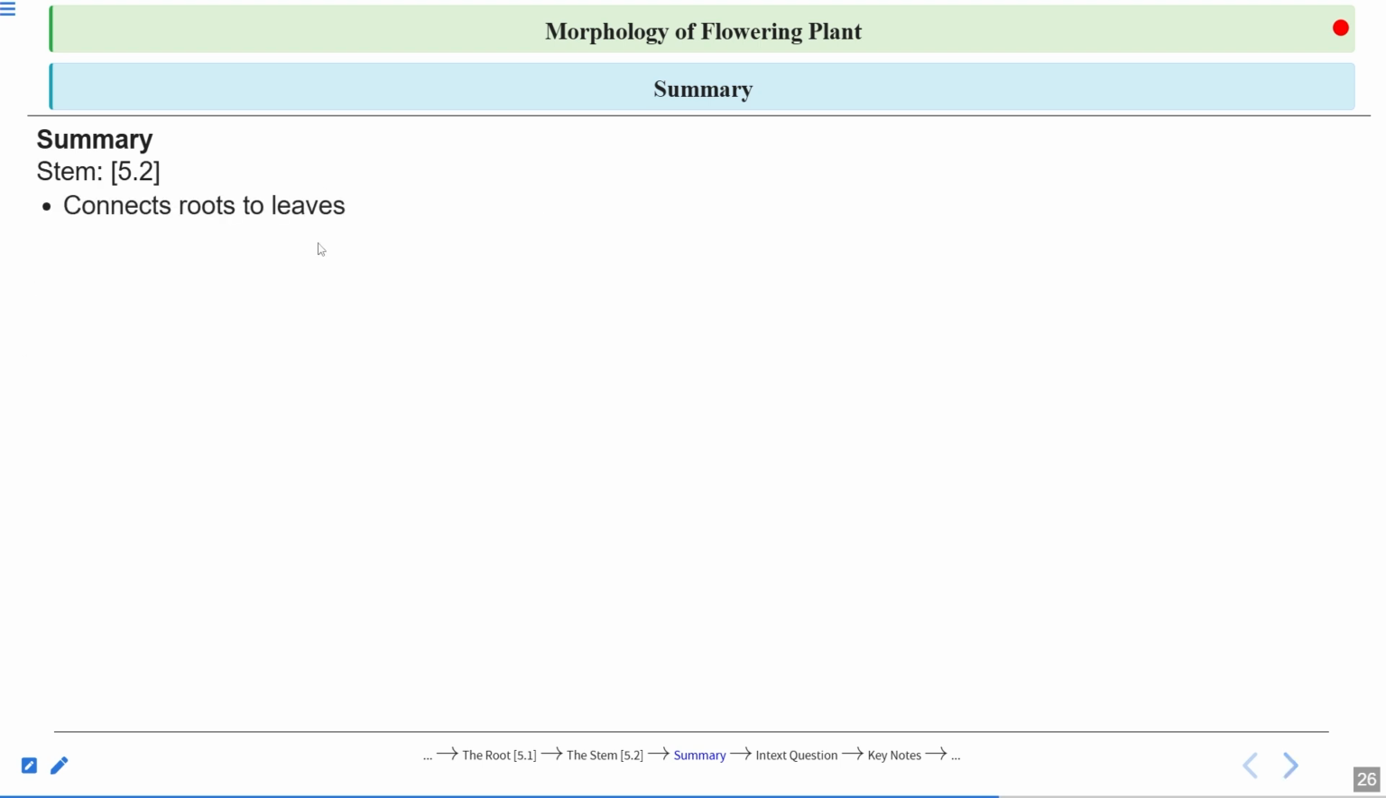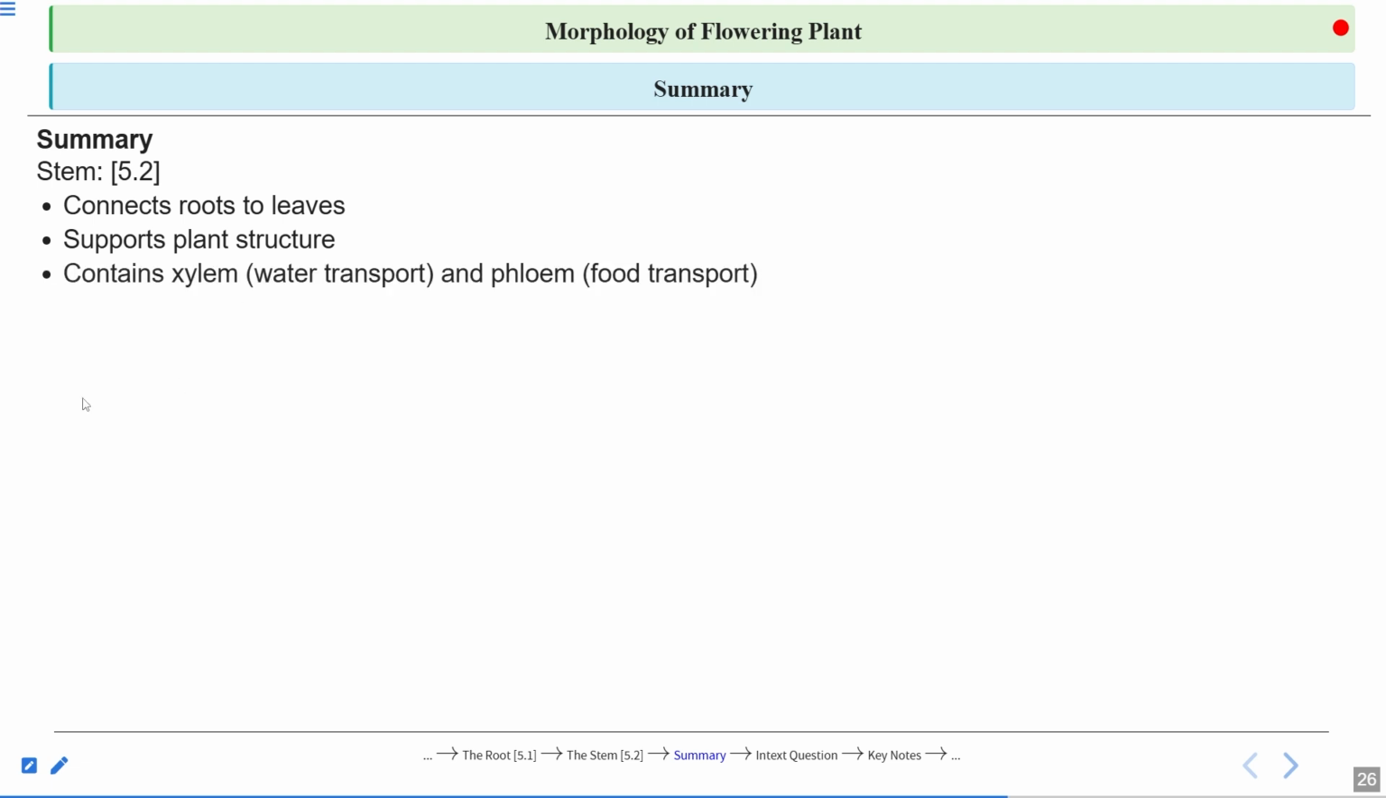Stem: they connect the roots to the leaves, and they support the plant structure, because without this stem, can you imagine there is a shoot system? No. The shoot system base is this stem only, and through this stem all the branches, leaves, fruits, flowers, all are attached to it. They contain xylem, that is the water transport system, and the phloem, that is the food transport system. They enable vertical growth and bear leaves and branches as well.